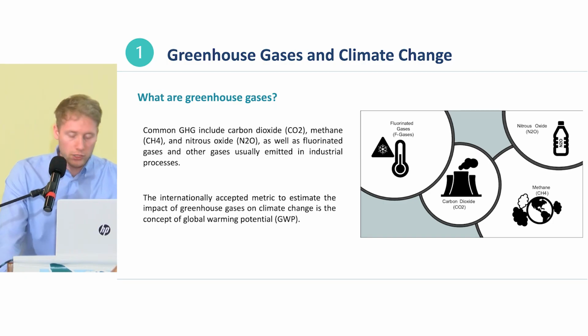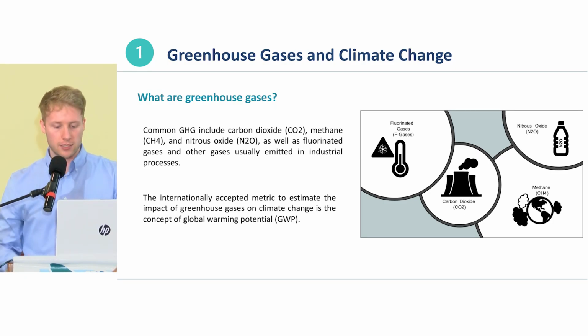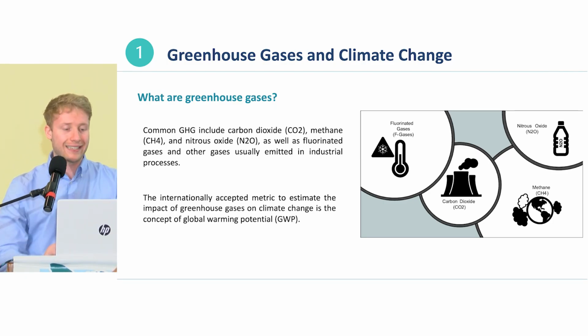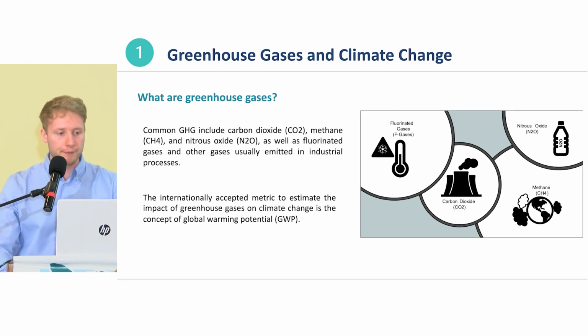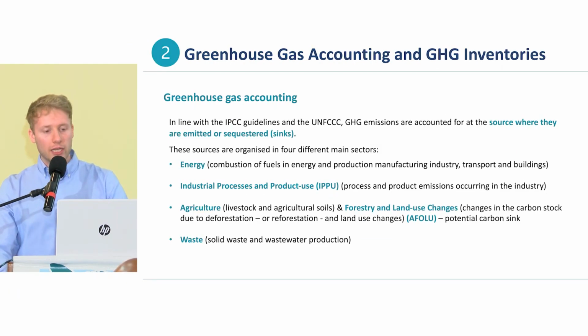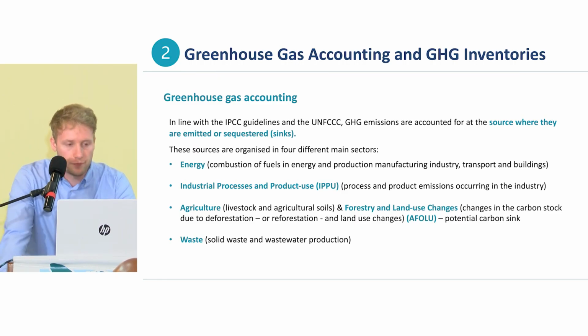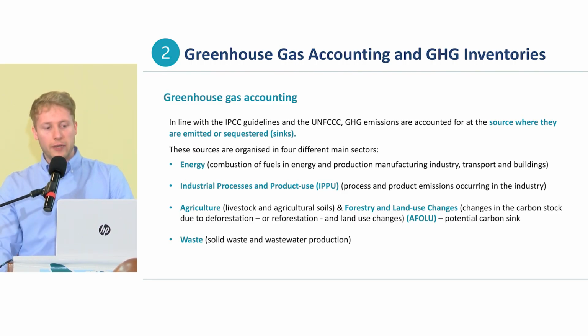So it's important that we know what gases are being emitted to be able to properly account for the greenhouse gases. And the way this is accounted for on a national scale is using these IPCC guidelines, right? The Intergovernmental Panel on Climate Change. And what we look at is always the source where they are emitted or sequestered, which would be taking carbon out of the atmosphere, forests, for instance, right? The sources are organized in 4 different main sectors.